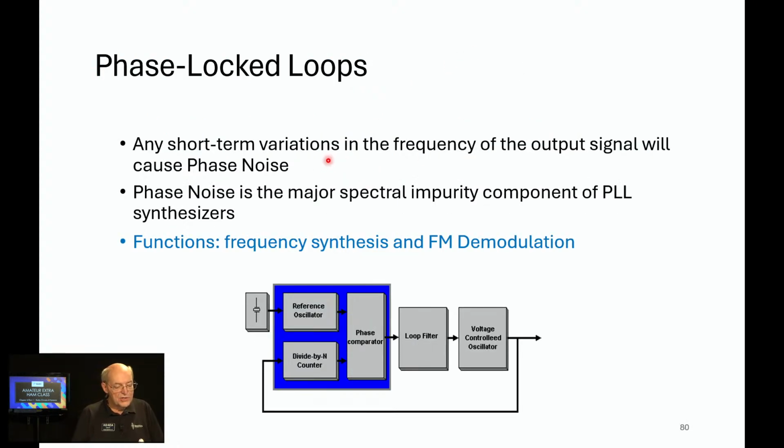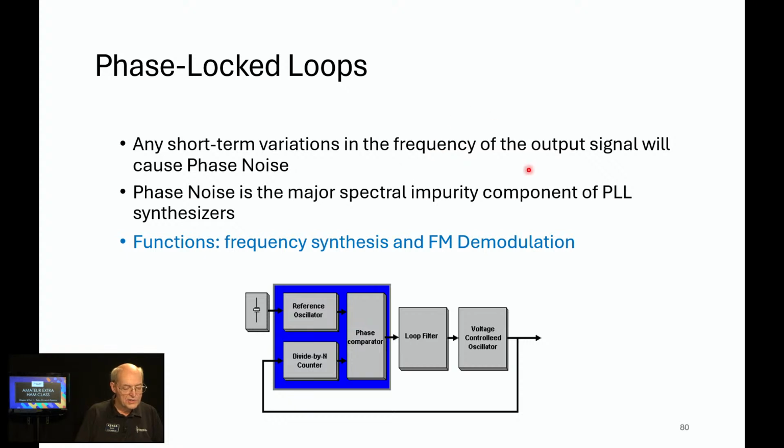As I mentioned, any short-term variations in the frequency will cause phase noise, because it's always drifting around and being pulled back again. That changing frequency generates what's called phase noise, and phase noise is the major spectral impurity of a phase lock loop synthesizer.